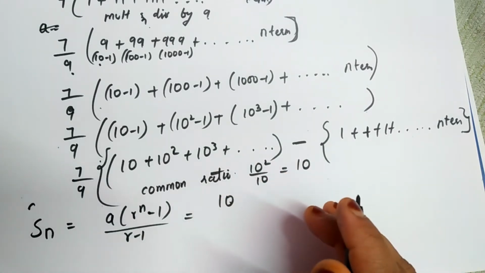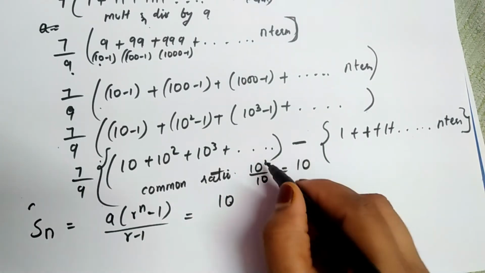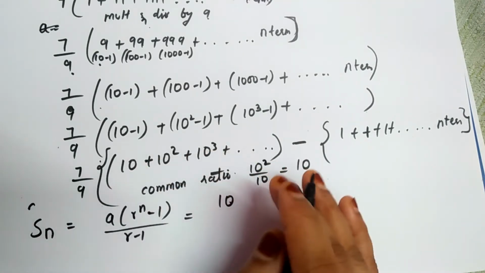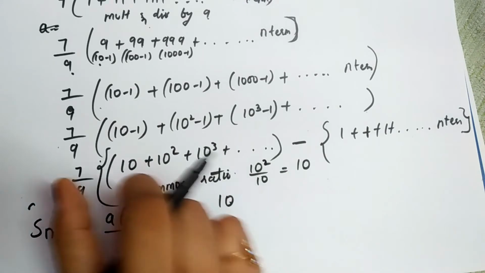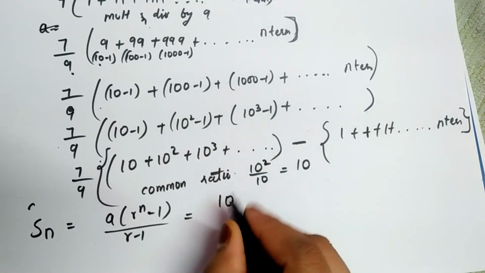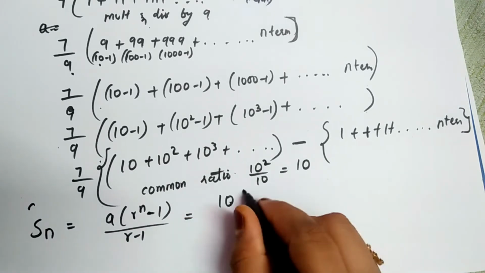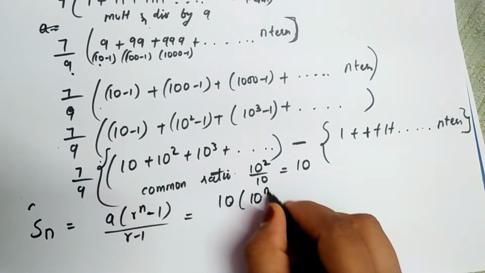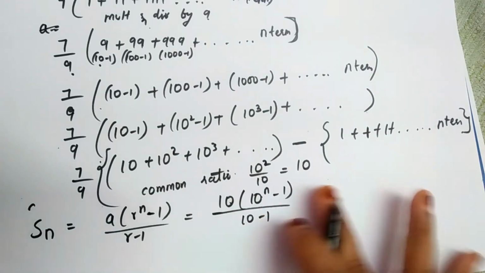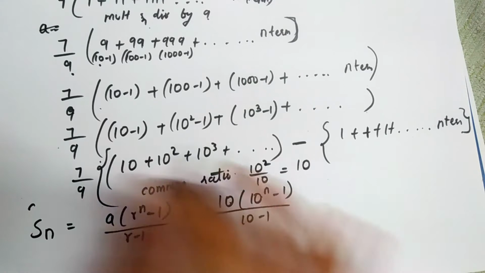This is in geometric progression. So because the common ratio is to be seen, there's some link between the common ratios, right? Not the common differences. Okay, so 10 into 10 to the power n minus 1 divided by 10 minus 1. Okay, so this is the formula that we will be applying here.